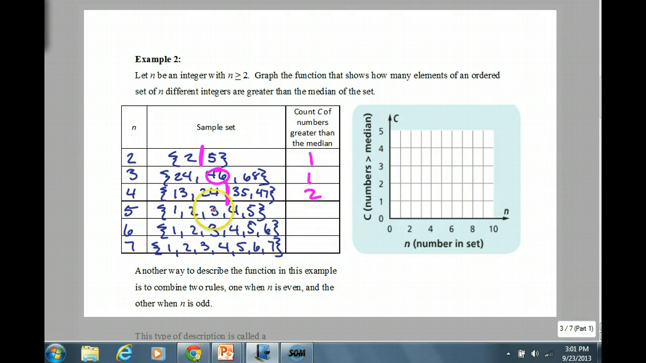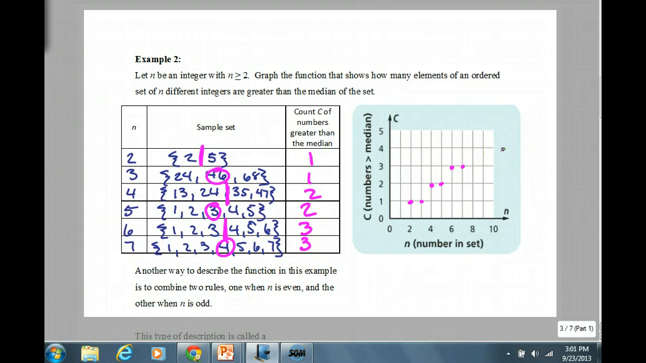Okay? On the next set, my median is 3. It's going to be 2 again. And on this set right here, it's right between 3 and 4. So how many do I have larger than that? 3. And on this one, yep, same thing. Okay, so if I were to graph this, you guys, it would look like this. At 2, I have 1. At 3, I have 1. At 4, I have 2. At 5, I have 2. At 6, I have 3, and so on.